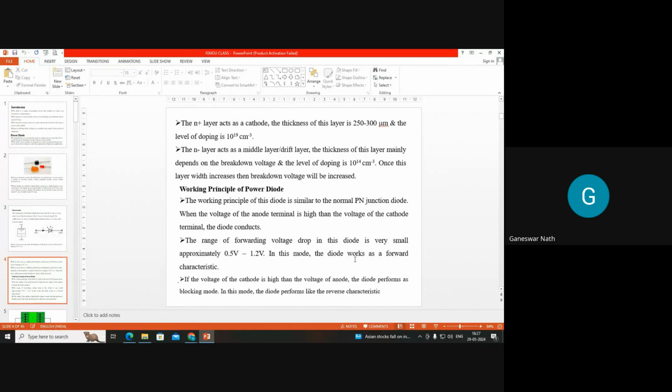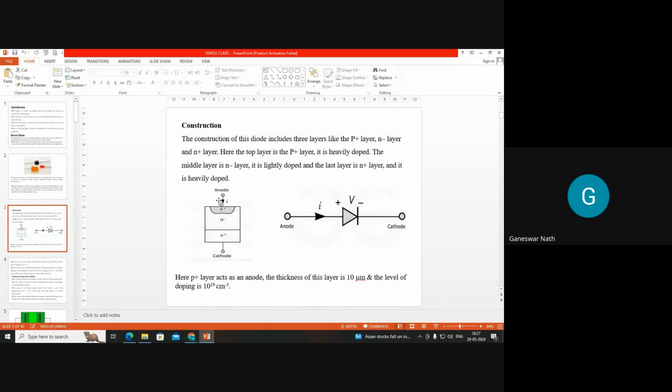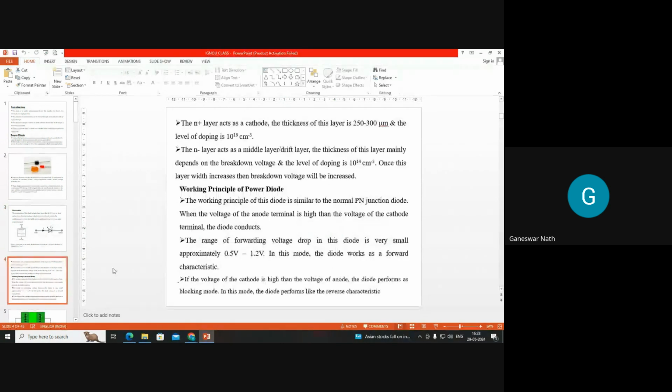When the voltage of the anode terminal is higher than the voltage of the cathode terminal, the diode conducts. That means when this is highly doped and this is also highly doped, P will be positive and N will be negative. Then when you supply the battery here, the diode will be in a conducting state. The forward voltage drop in this diode is very small, approximately 0.5 volt to 1.2 volt. In this mode, the diode works in forward characteristic, which is called forward biasing.